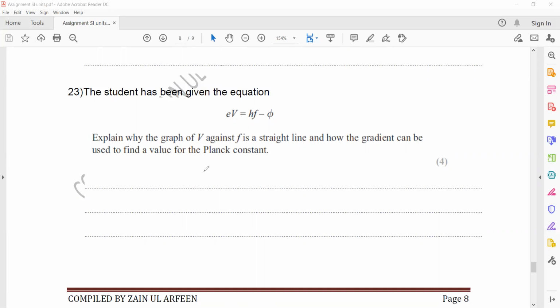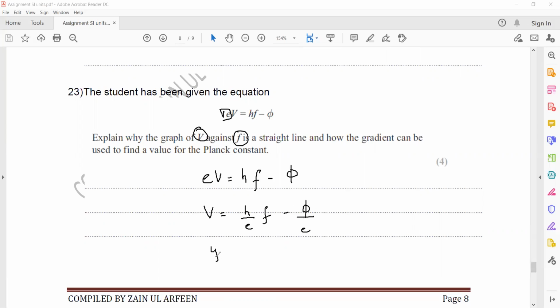So first we have this eV. E is the charge of an electron, which is 1.6 exponent minus 19 coulombs. So we want to plot a graph between V and F. If E is multiplied on one side, on the other side it will divide. So it will be V is equal to H over E into F minus phi divided by E. Because it is divided, it will be under both terms.